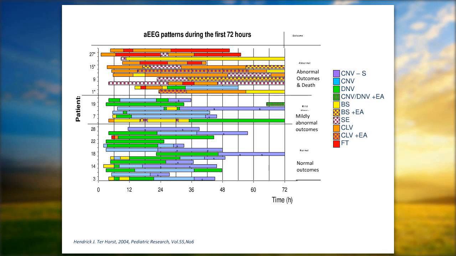Then we can look at others where they vacillate, the one that's on the very bottom, number 3, where it started out as burst suppression, went to discontinuous, back to burst suppression, discontinuous, and then back to a continuous normal voltage trace.